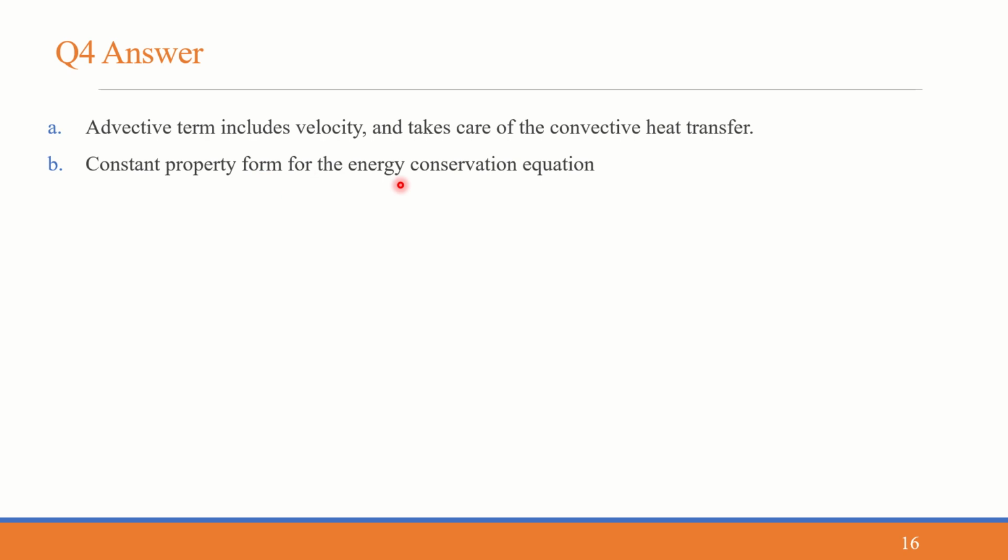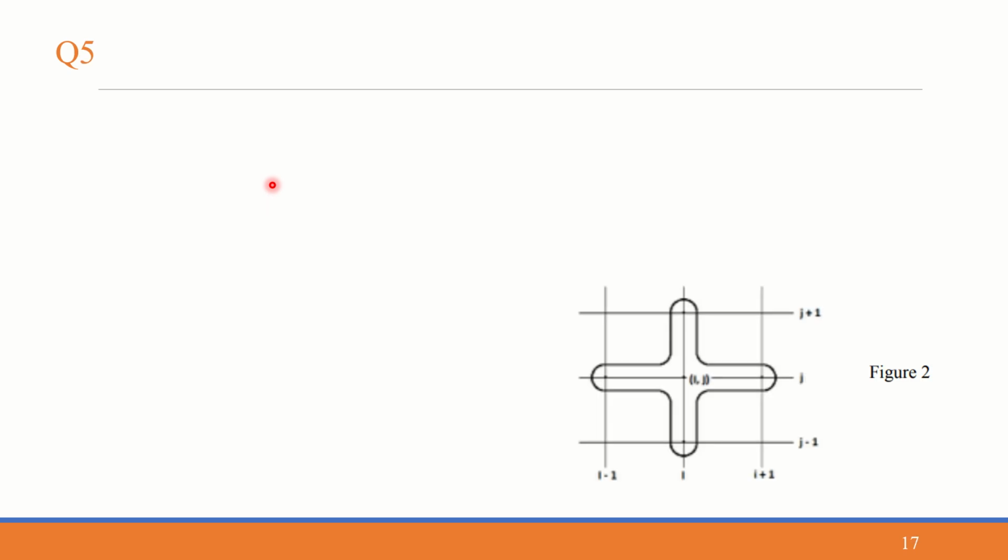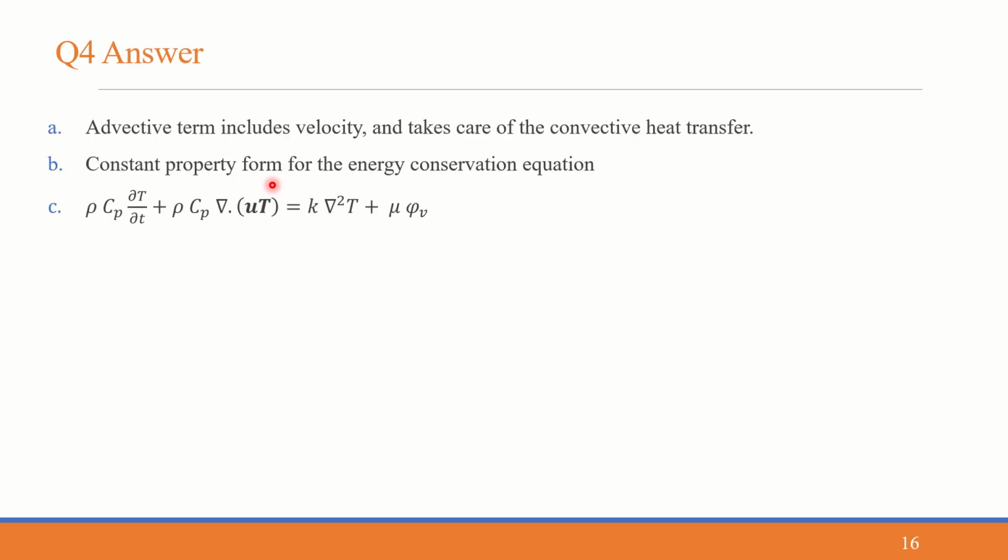The constant property form of the energy conservation equation is as follows: rho Cp dT/dt plus rho Cp del dot uT equals k del squared T plus mu phi. So this is the energy conservation equation. Here we have k, the conductive heat transfer coefficient, and we have the advective term which gives us convective heat transfer due to convective motion. So both of them are included, that is convective heat transfer and conductive heat transfer.